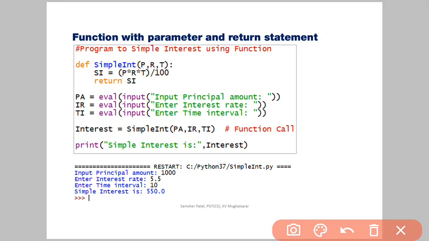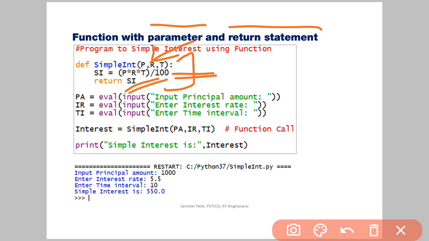Now the next and last category of the function, that is function with parameter and return statement. Again we have used the same function. Here it is clear that we have used a parameter in the function, and also after calculating the interest we have returned the interest. Now by using these three lines we have taken three inputs from the user, that is principal amount, interest rate and time interval, and by passing these parameters we have called the function.